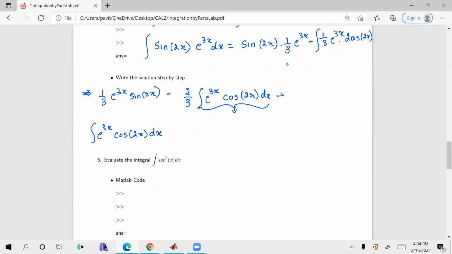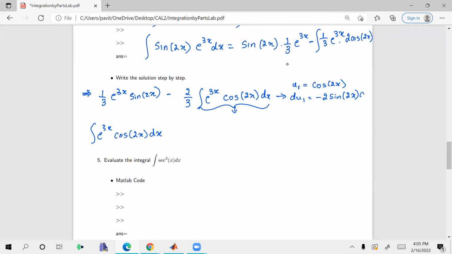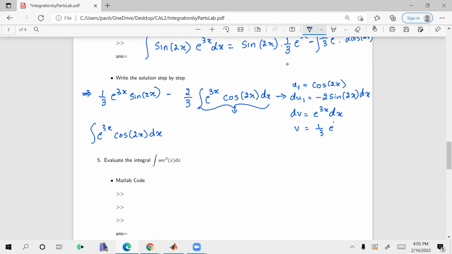Okay, so this time for this one, I'll just take u1 equal to cos of 2x, and du1 will be negative 2 sine of 2x, because the derivative of cos of x is negative sine. Okay, and we will take dv as e to the power of 3x dx, and v as 1 over 3 e to the power of 3x.